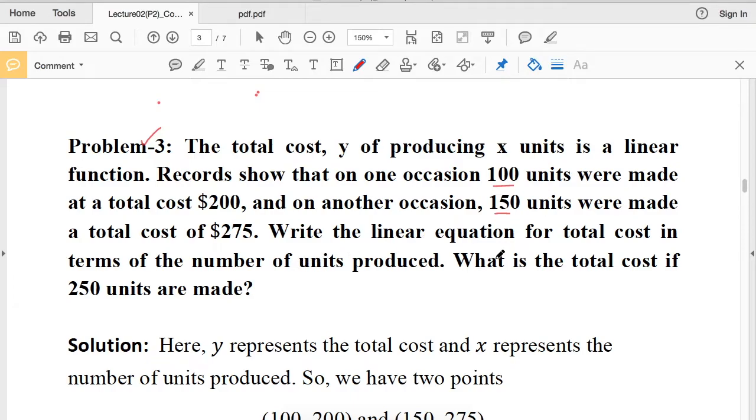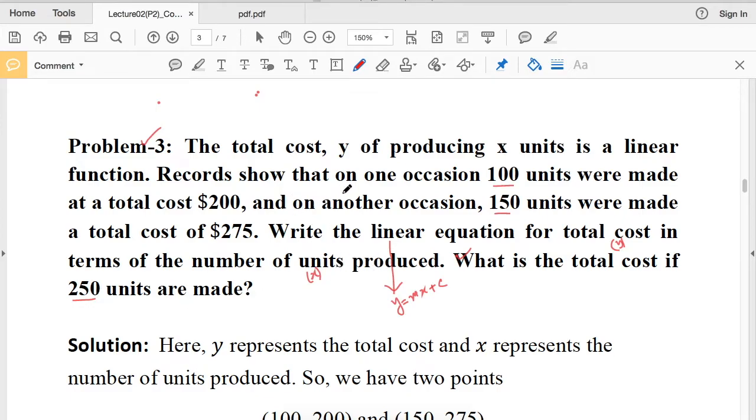So let's say the total cost we know is denoted by y, and the number of units is denoted by x. So you need to find a linear equation of y in terms of x, y equal to mx plus c in the first part, and in the second part, what is the total cost if 250 units were made? So it means when x equal to 250, what will be y?